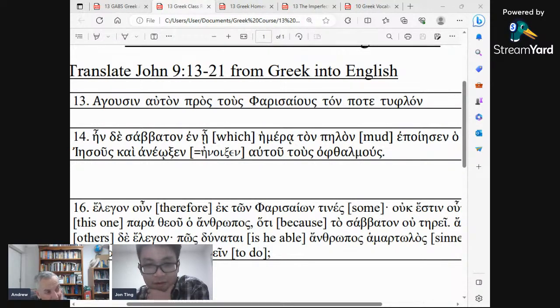So the way we would read this is it was Sabbath, in which day Jesus made mud and he opened his eyes. Now, we would normally put the autu after tous ophthalmos. We would say the eyes of him, but here they've chucked the autu at the beginning of the sentence.